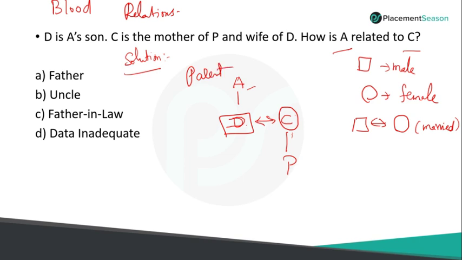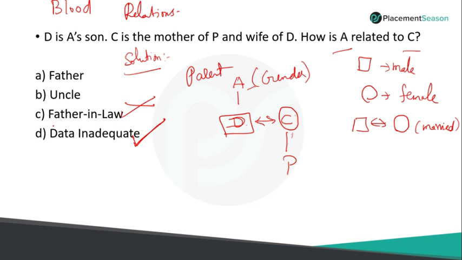So many students commit a mistake: they will take it as a father and go for this option, which is absolutely wrong. The answer is data inadequate. We are not sure about the gender of A. He might be a father-in-law or mother-in-law, which is not mentioned in the question. So the correct answer is data inadequate.